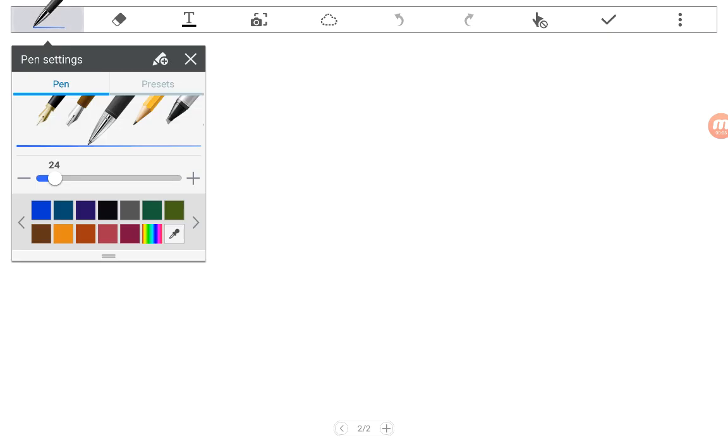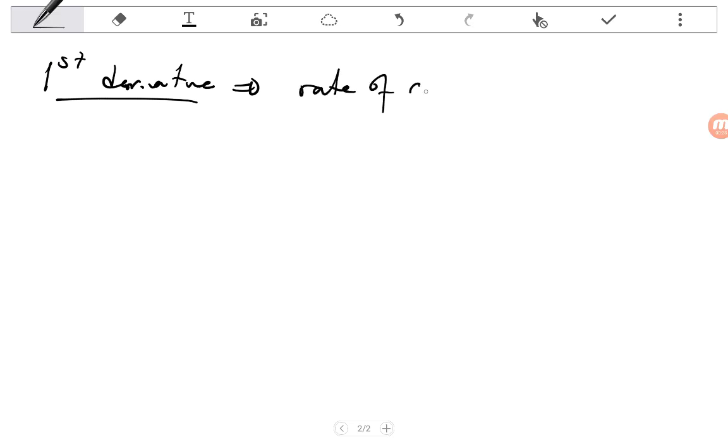We'll study some applications of derivatives or differentiation. The first obvious application of derivatives: what is the first derivative? What is the meaning of the first derivative? Do you remember? It is the rate of change.